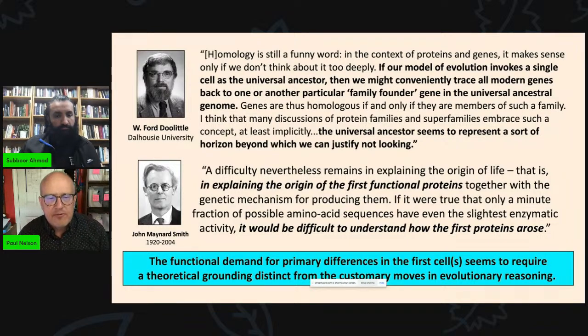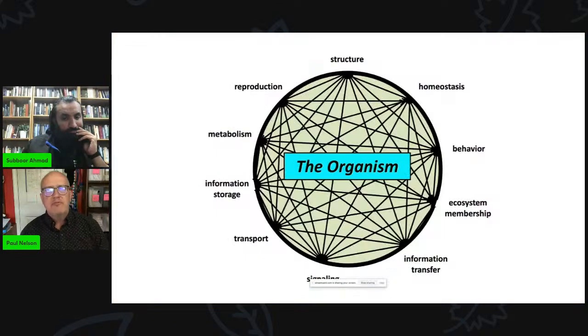So to summarize this, the functional demand for primary differences in the first cells seems to require a theoretical grounding distinct from the customary moves in evolutionary reasoning, which, as I said in an earlier presentation, are copy and vary. You can think of these as macros or command sets. Make copies of yourself, vary those copies. That is natural selection, or frankly, that's any evolutionary process. You need to be able to make copies, and those copies have got to be able to vary.